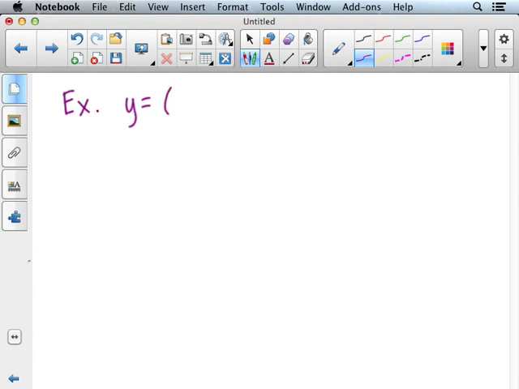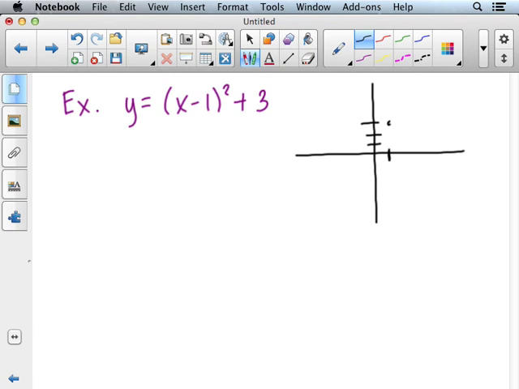So let's apply that to this function: y equals (x minus 1) squared plus 3. Well, I know it's just like my regular quadratic, except now instead of my vertex being at the origin, it's been moved to the right 1 space and up 3. There's my vertex. So step 1 is plot the vertex. Your vertex in this case is (1, 3) because you moved to the right 1 and up 3.